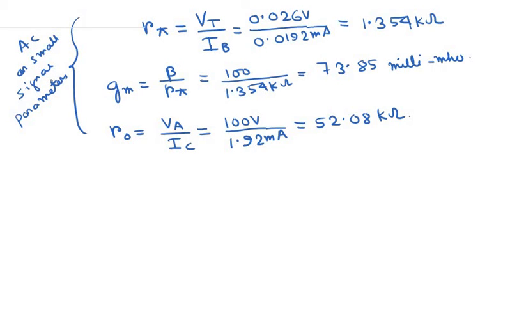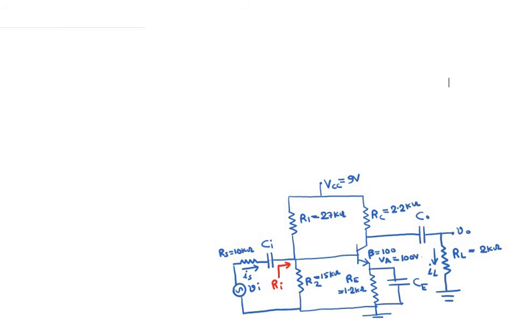Okay, so now we need to draw the equivalent circuit to find out the voltage and the current gain and also the input resistance. Now this was our original circuit. We will be replacing it with the small signal equivalent circuit for the AC analysis. So we have 3 points here: one is the base, another is the collector and another is the emitter.